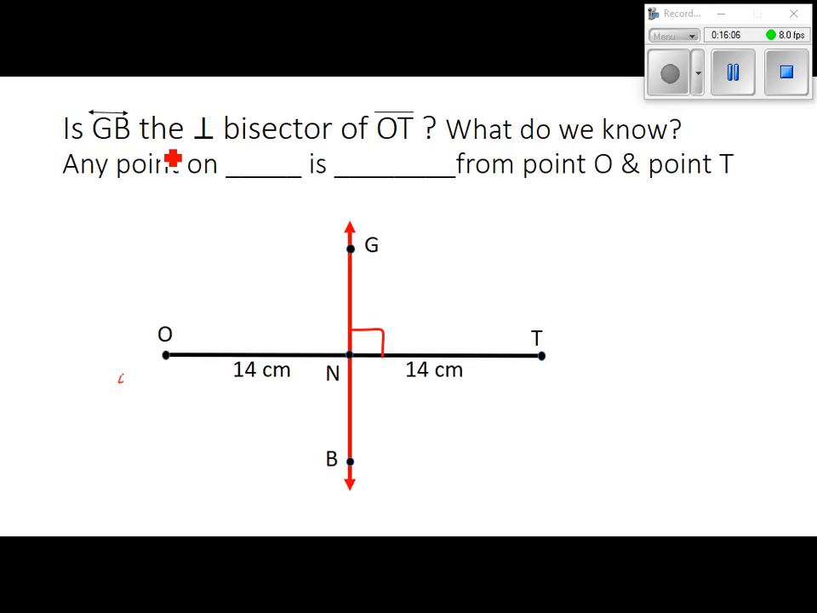Is GB the perpendicular bisector of OT? Looking at it, yes. How can you tell if it is or not? It's making a 90-degree angle. Right, it makes a right angle, so that's part of it. Does that mean it's a perpendicular bisector? Yes, that means it's a perpendicular bisector.